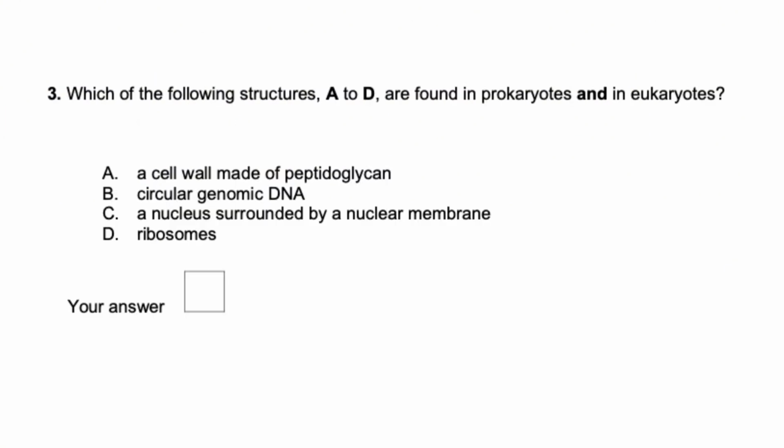This question says, which of the following structures A to D are found in prokaryotes and eukaryotes? A. A cell wall made of peptidoglycan. B. Circular genomic DNA. C. A nucleus surrounded by a nuclear membrane. D. Ribosomes. I made a video going over the similarities and differences between eukaryotic and prokaryotic cells. Going through the options, A says a cell wall made of peptidoglycan. We know that both prokaryotes and eukaryotes can have cell walls, however prokaryotes are the only ones that can have peptidoglycan or murein cell walls. The cell walls found in eukaryotes can be cellulose in plant cells or chitin in fungal cells. So A is not the correct answer.